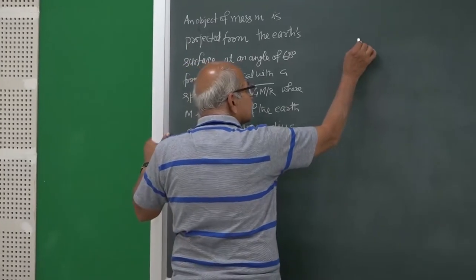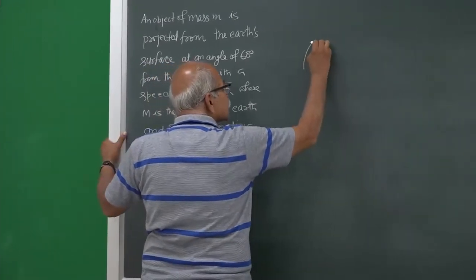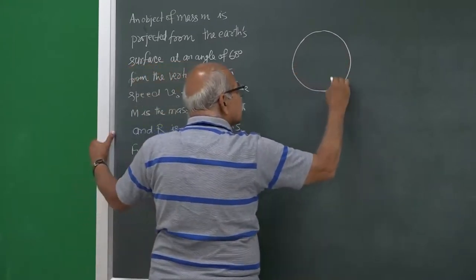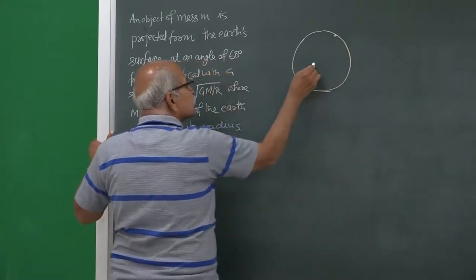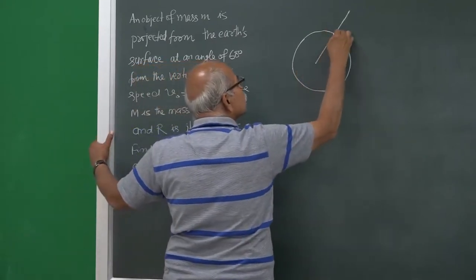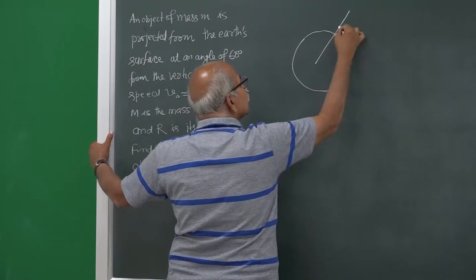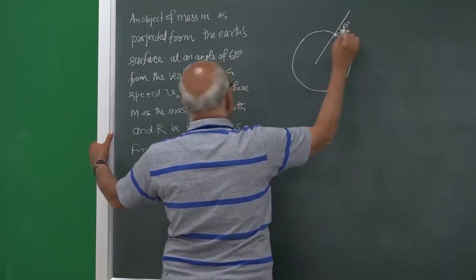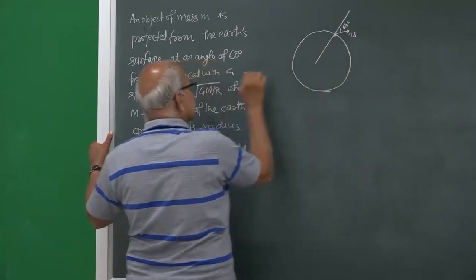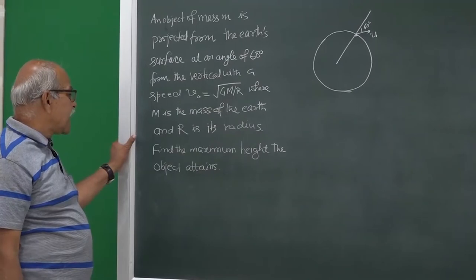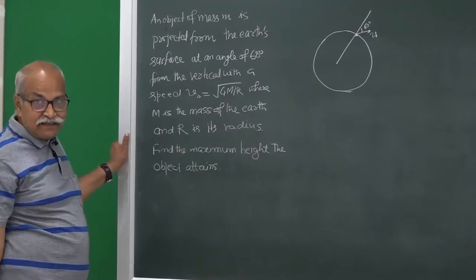So you have earth, and then you are somewhere here, this is vertical, and from the vertical making an angle of 60 degrees the particle is projected with some speed v naught, which is given here. And then the question is, find the maximum height the object attains.